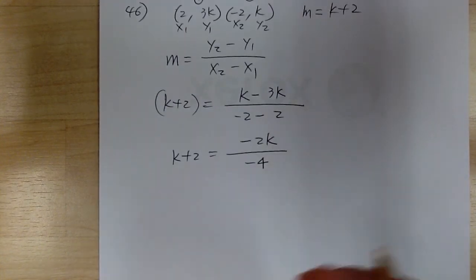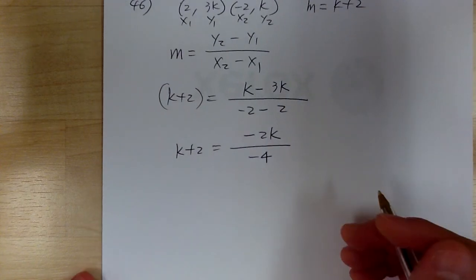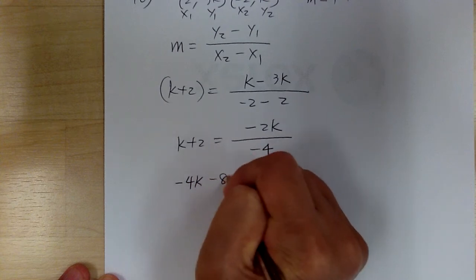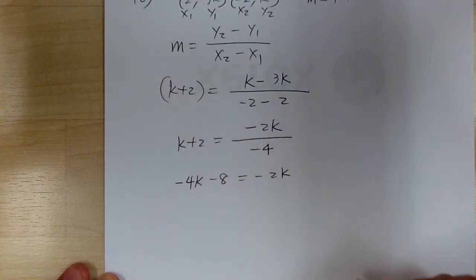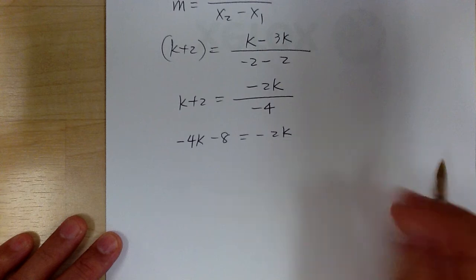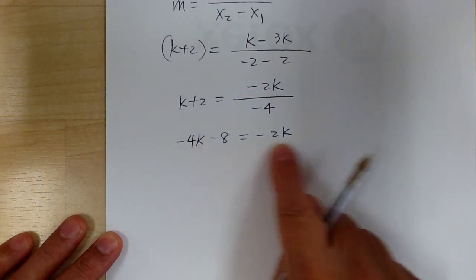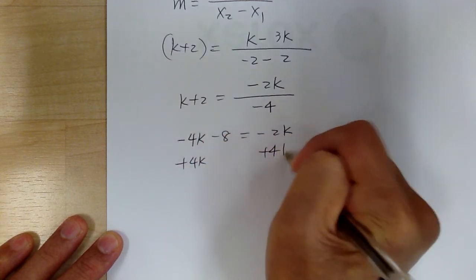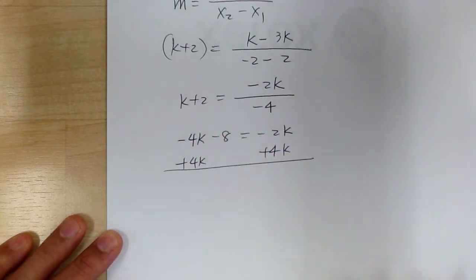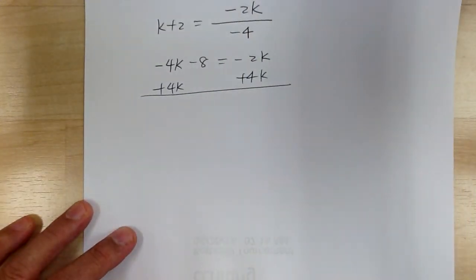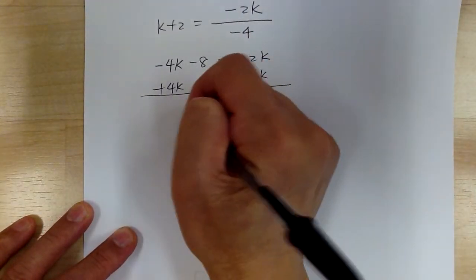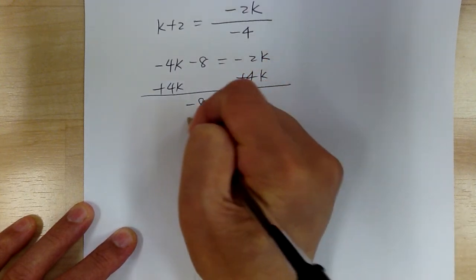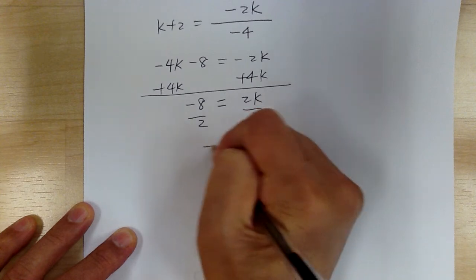So you can multiply by common denominator or cross multiply, doesn't matter. So if you cross multiply, you get negative 4k minus 8 equal to negative 2k. So in this case, it's easy if I go and move the k to this side. So plus 4k, plus 4k. Again, when you're solving, it doesn't matter which side you put your variable, right? As long as you get variable to one side, the number on the other side, right? So negative 8 equal to 2k, divided by 2, divided by 2. So k equal to negative 4.